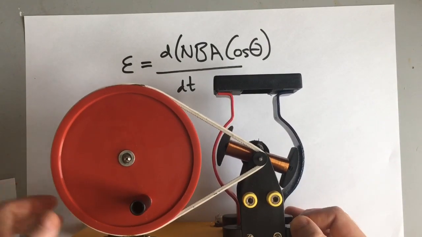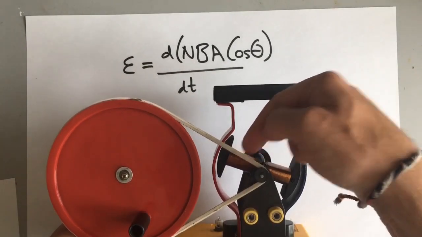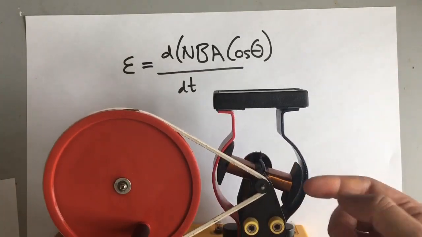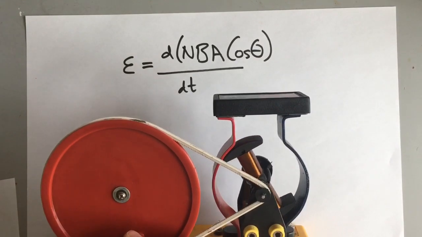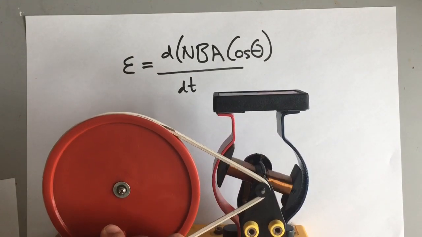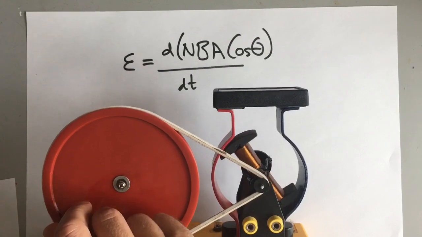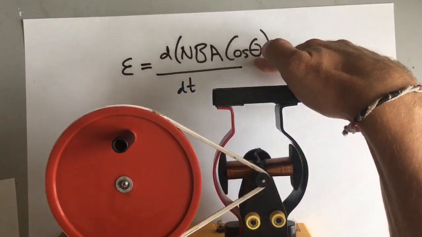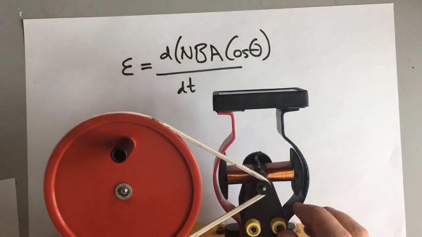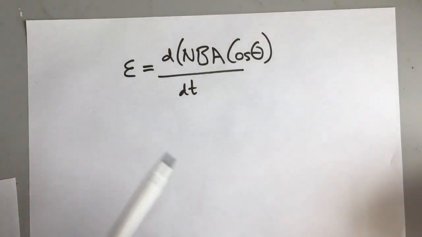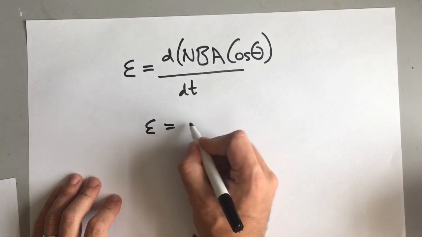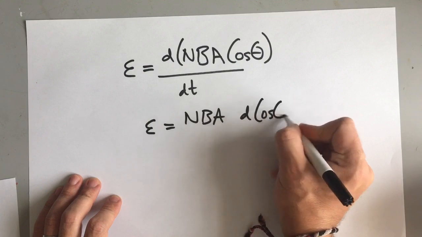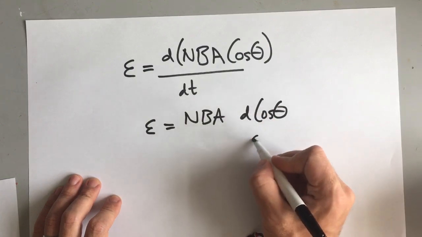But cos theta is the angle that the magnetic field is penetrating the coil at. So as I rotate the coil, that theta is changing constantly, and because there is a constant change, that means there is an EMF generated. So cos theta is the variable that's changing, so we can rewrite our equation as the EMF is equal to NBA times the rate of change of cos theta.